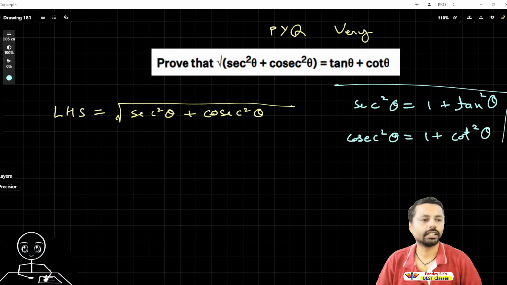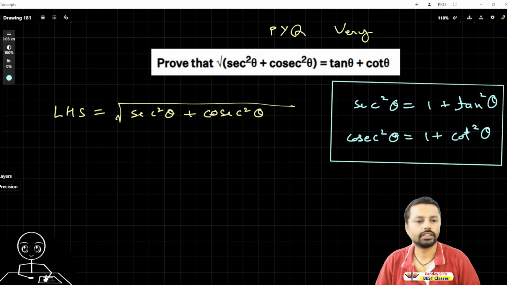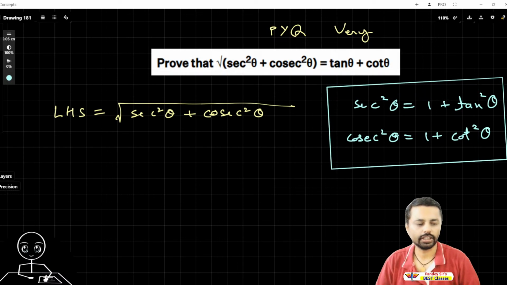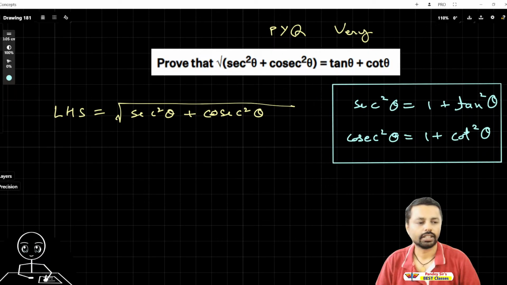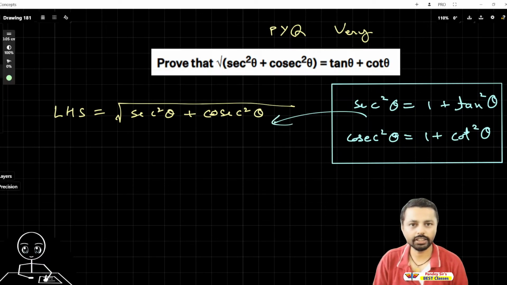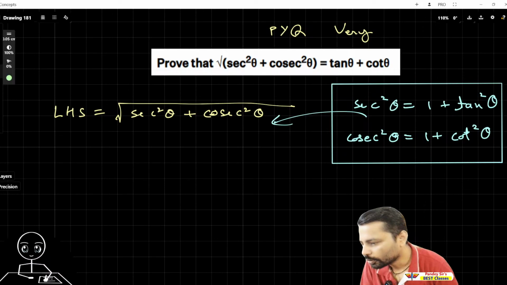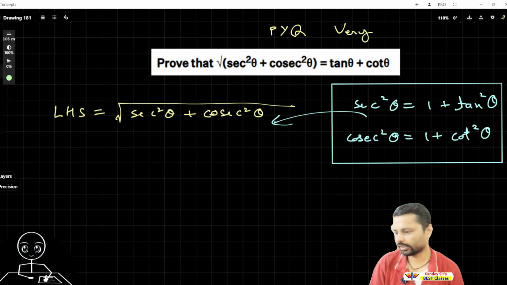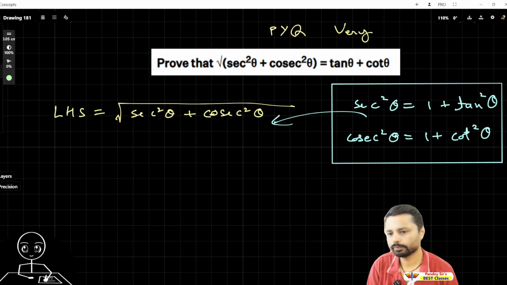These identities are very important. They keep on appearing in the exam. So keep them in mind, learn them. Now we'll use these identities over here. If you still get any difficulty, you can ask me. Now we'll just replace sec²θ and cosec²θ. So what we get is equal to under root.